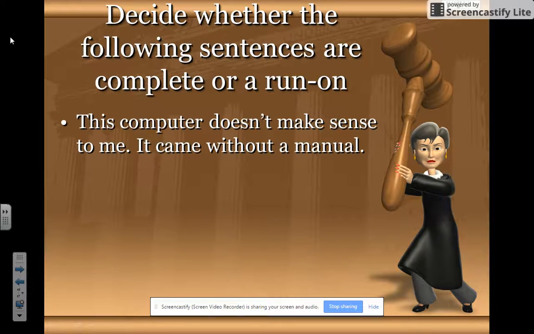Or if I have something like, this computer doesn't make sense to me. It came without a manual. We have two separate sentences here. Both of them are on one complete thought. So both of these are okay.